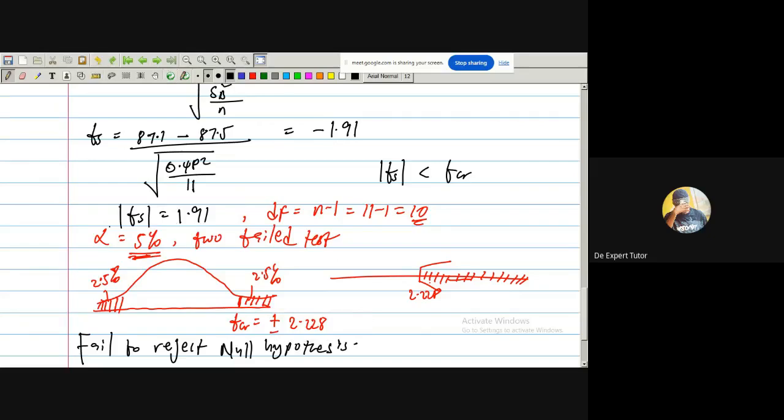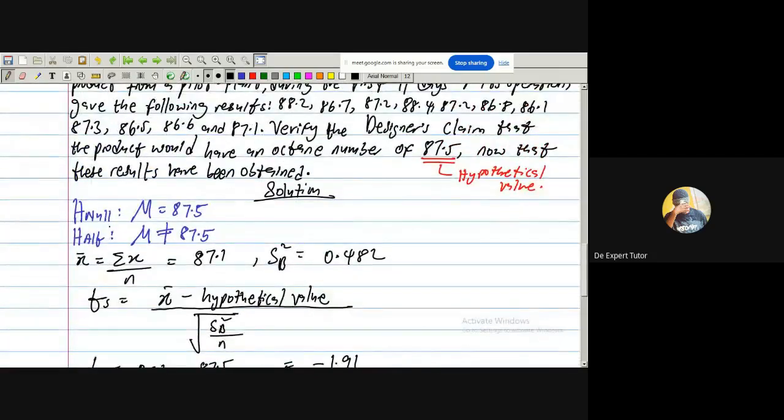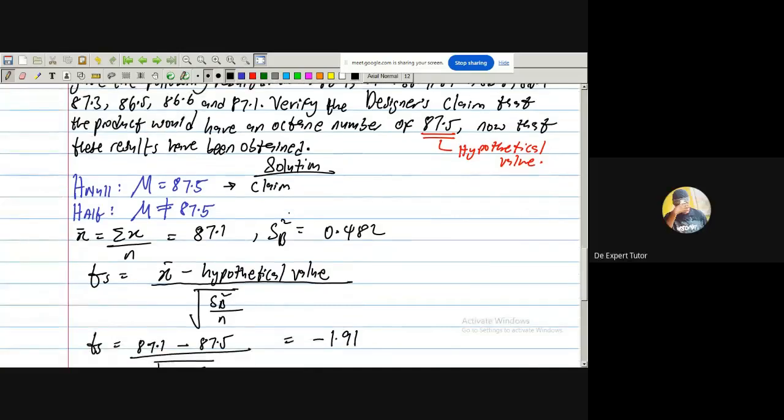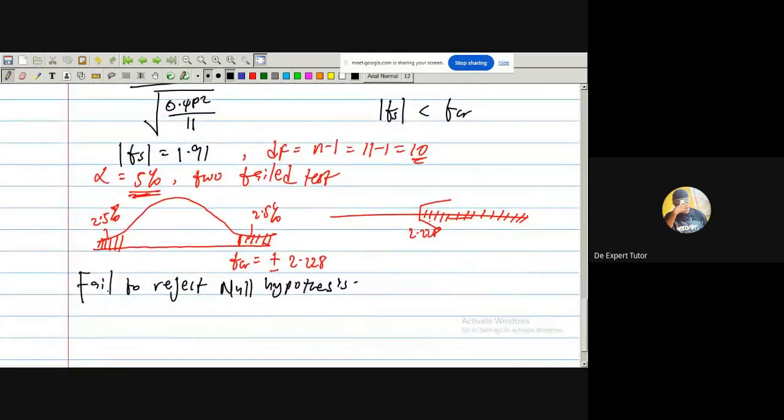Now let's go. So what did we say? We fail to reject the null. And remember, this was the designer's claim. Since we failed to reject it, what do we say? I'm going to conclude now. There is not enough evidence to reject the designer's claim.